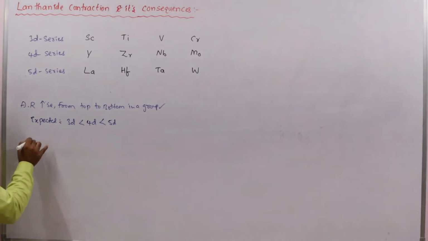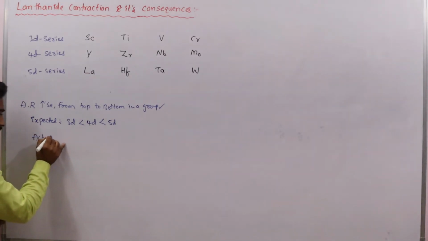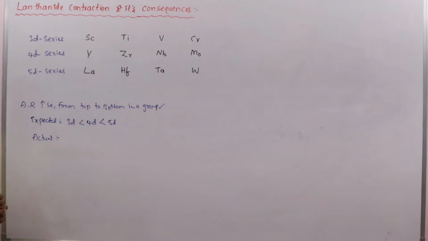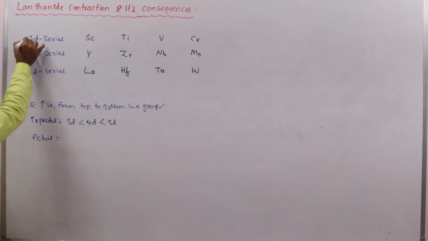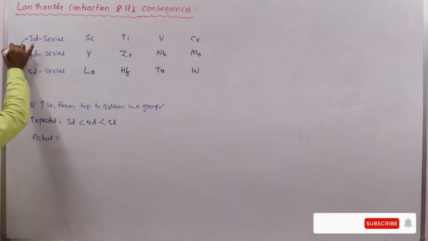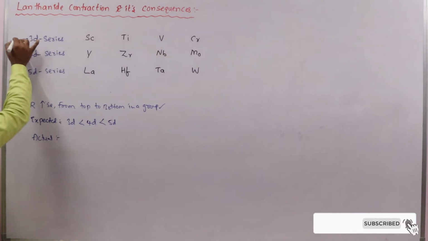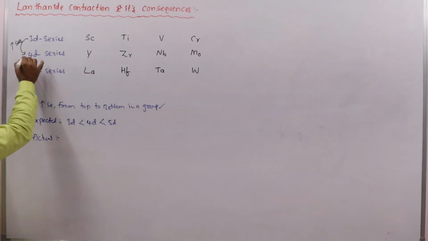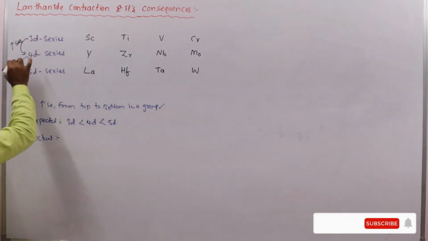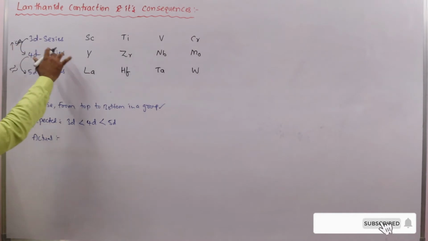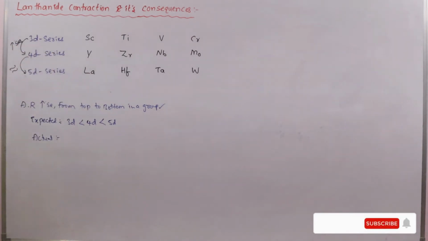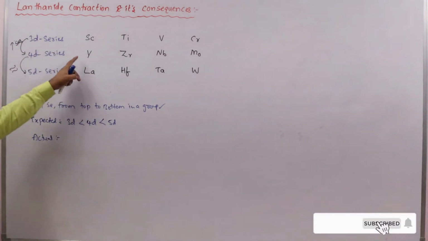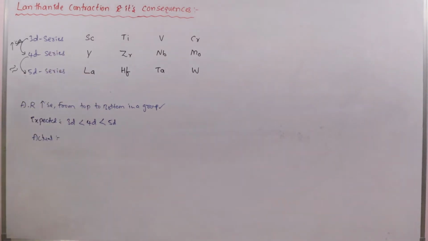But what actually happens here? From 3D to 4D, atomic radius increases as we expected, but 4D and 5D series elements show nearly similar size, except for yttrium and lanthanum.